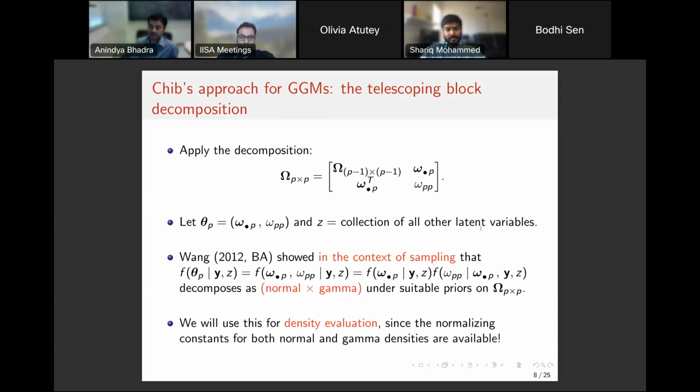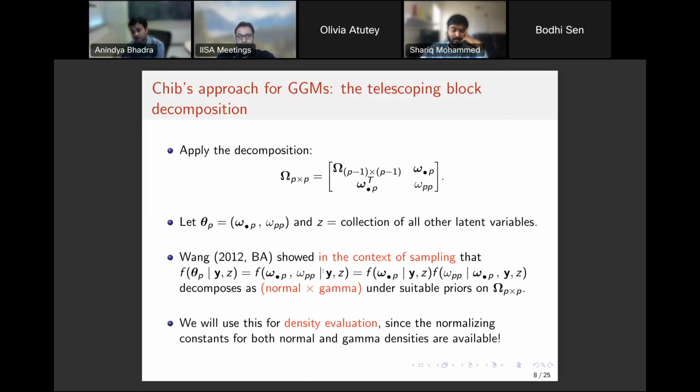Okay, so now we are going to see how we can apply Chib's method to GGMs. And then there exists a paper by Wang in 2012, Bayesian Analysis, who showed in the context of sampling, okay, so Wang didn't deal with likelihood evaluation, but he showed in the context of sampling that if this is your definition of theta_P, which is the last column of omega, then under certain priors, you can actually decompose the conditional posterior of off-diagonal elements as normal, and the conditional posterior of the diagonal element omega_{PP} as gamma under suitable priors on omega, P by P. Okay. So what are these suitable priors?